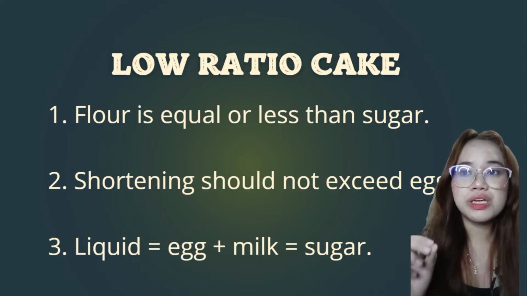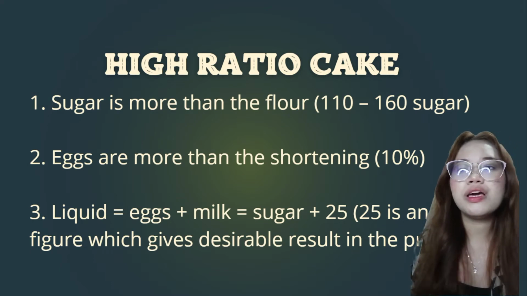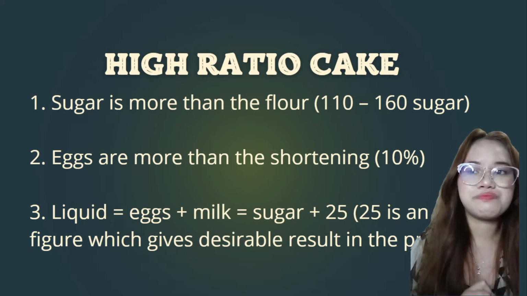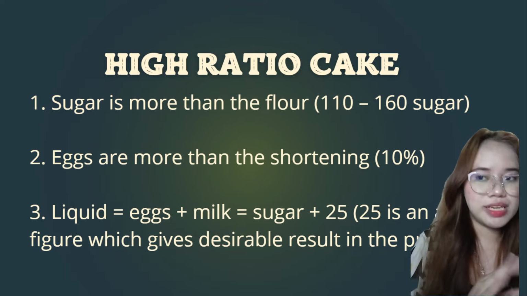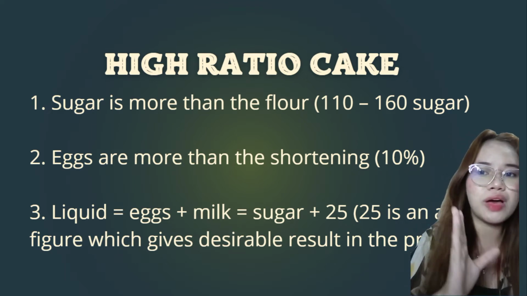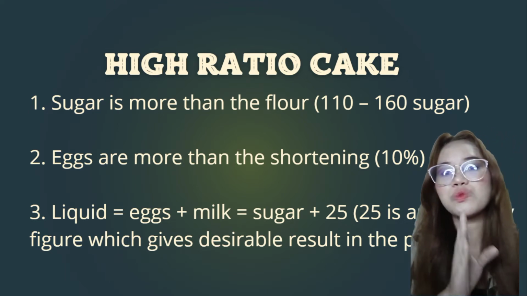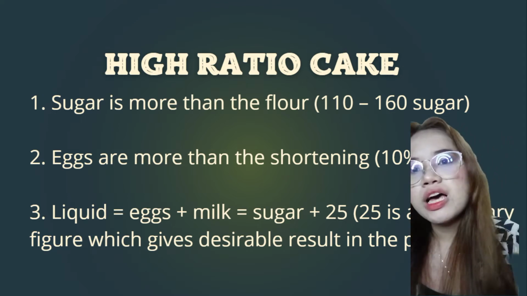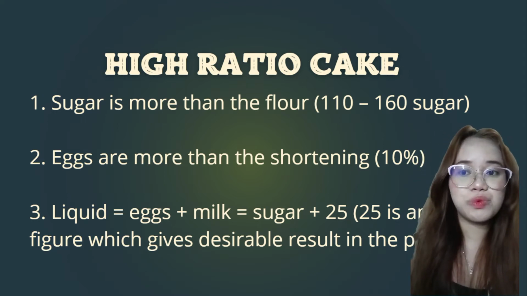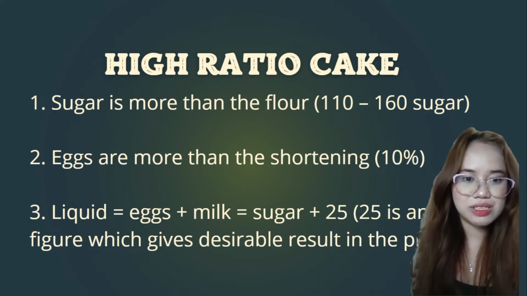How about the high ratio cake? Number 1, sugar is more than the flour. Eggs are more than the shortening. Liquid is equal to eggs plus milk, which is equal to sugar plus 25. So what is the 25? 25 is an arbitrary figure which gives desirable results in the products.